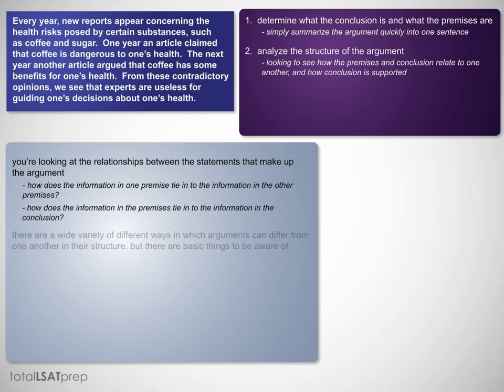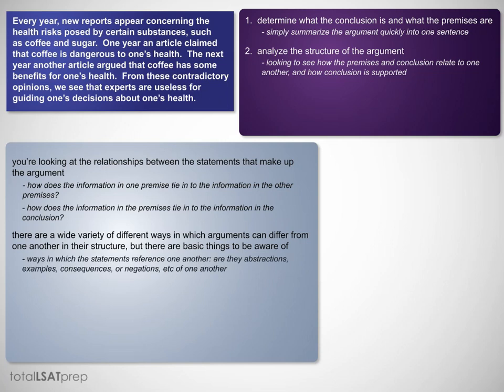Now, there are a wide variety of different ways in which arguments can differ from one another in their structure, but there are basic things to be aware of. The ways in which the statements reference one another. Are they abstractions, examples, consequences, or negations of one another? Things like that. Whether the statements form some sort of group, whether you can logically combine them. Are they alternatives or conditions for something?